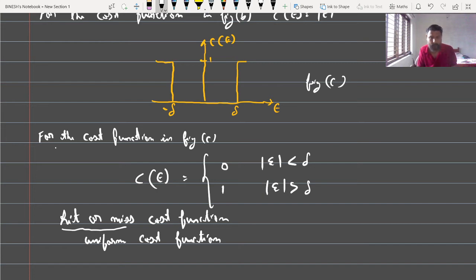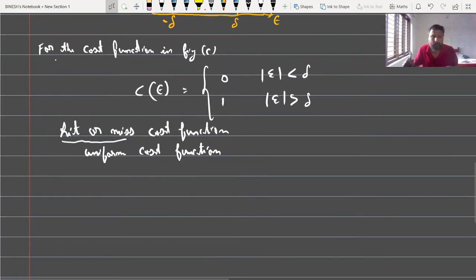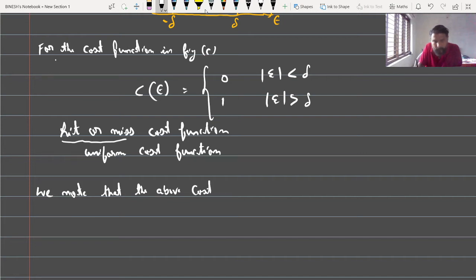Okay, so just write one more thing. We note that the above cost functions are symmetric in epsilon.